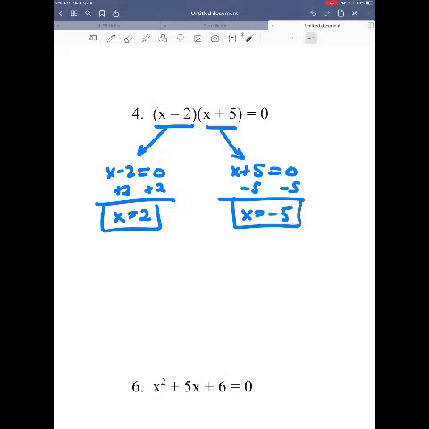So if x is 2, that makes this left term be 2 minus 2, which would be 0, and then 0 times the right product would just be 0. Or I can take the x equals negative 5 and plug it into this factor. And negative 5 plus 5 would, of course, be 0. So these two numbers that I found are what makes the equation above true.